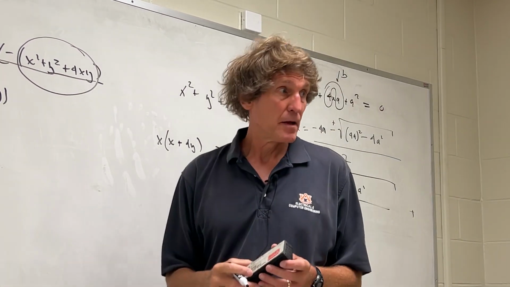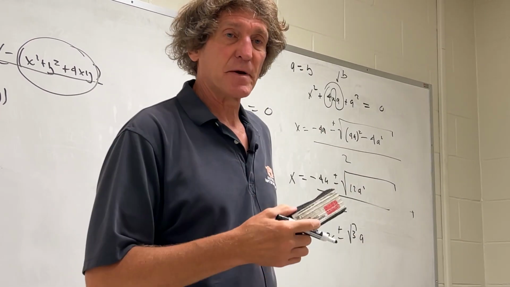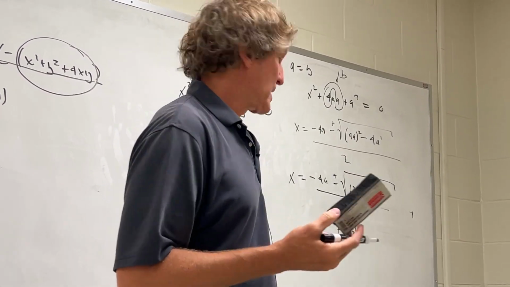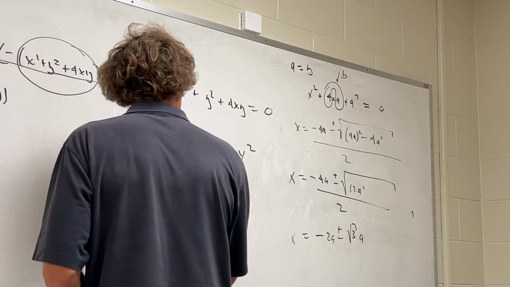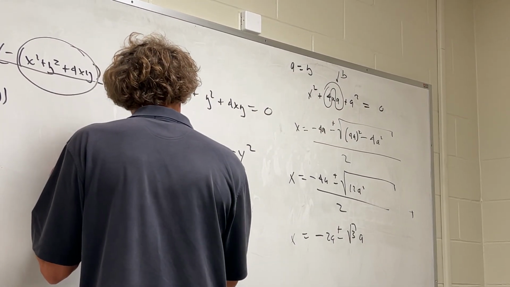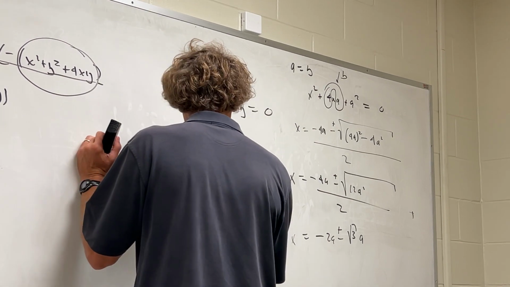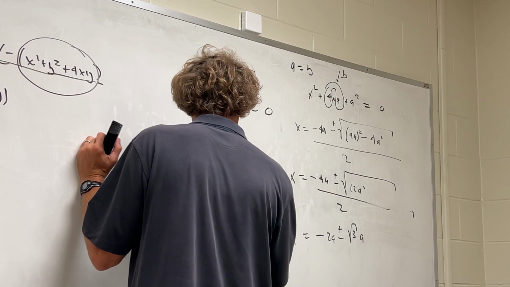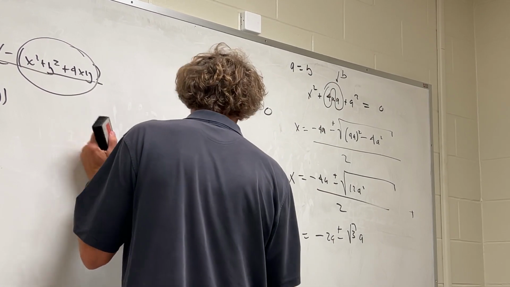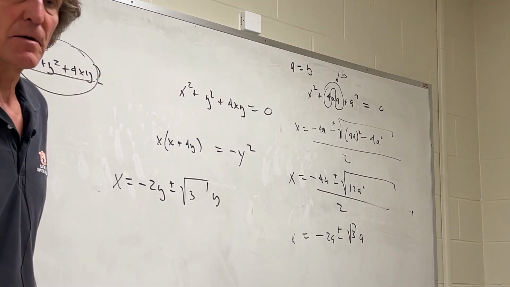Is that right? I mean, you've got the solutions manual. And I can put in y in here. Actually, let me do it this way. x would be equal to minus 2y plus or minus the square root of 3 times y. And you could factor that a lot, but that's about it.